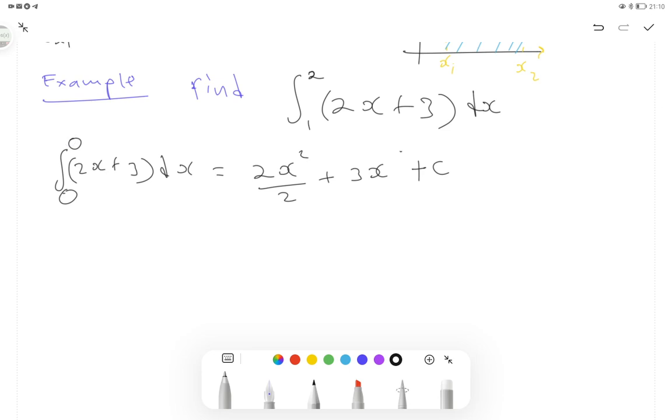Let me go back a little bit to remove those values. Our work is to find the value of c, using the limits. We have two limits, 1 and 2. Our function is already there.